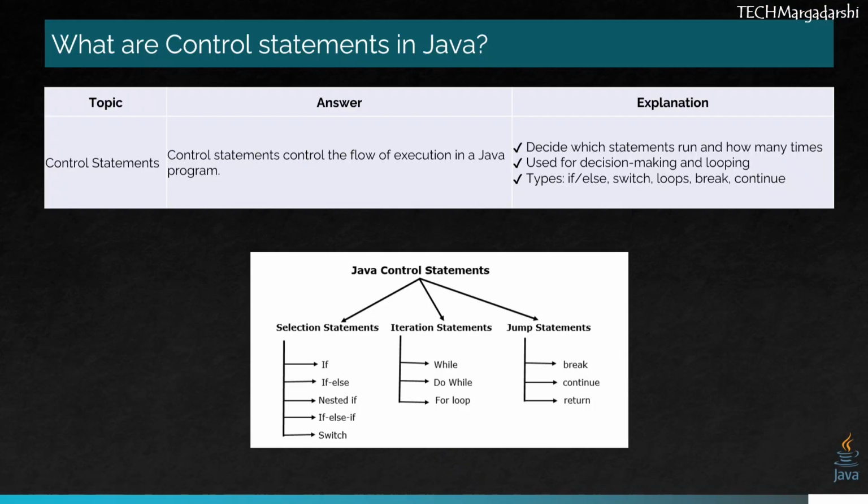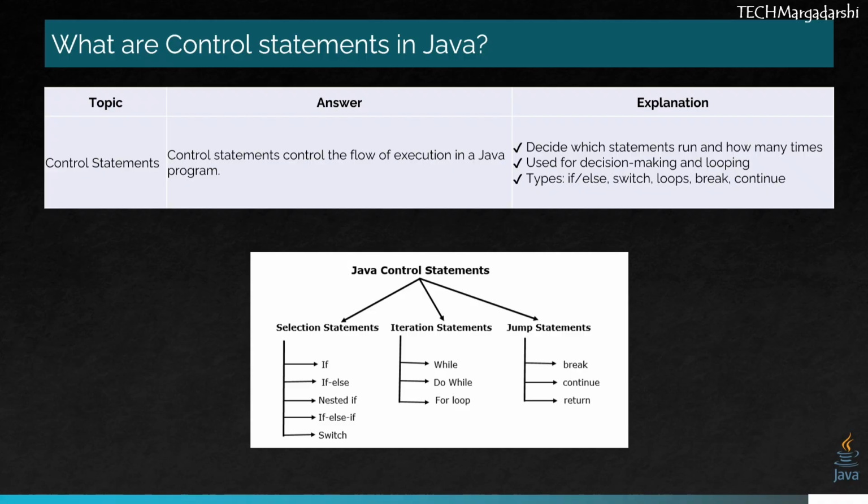What are control statements in Java? Now let's understand what control statements are in Java. Control statements are used to control the flow of execution in a Java program. In simple terms, they decide which code should run, when it should run, and how many times it should run. They are mainly used for decision making, looping, and jumping to different parts of the program.